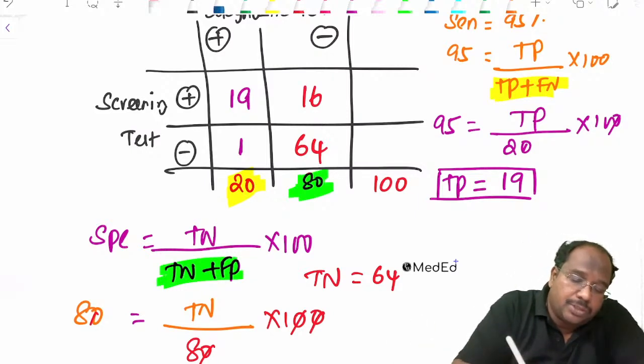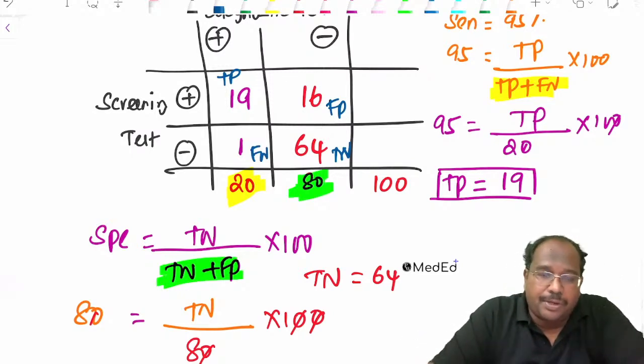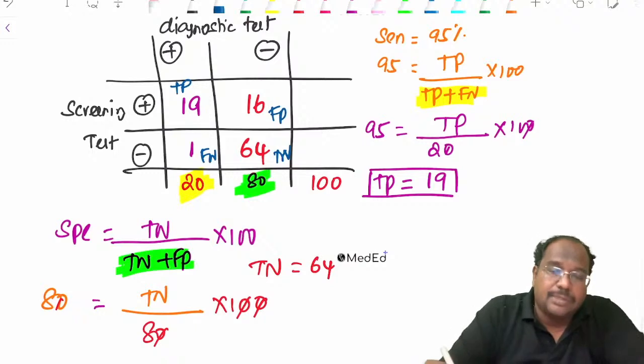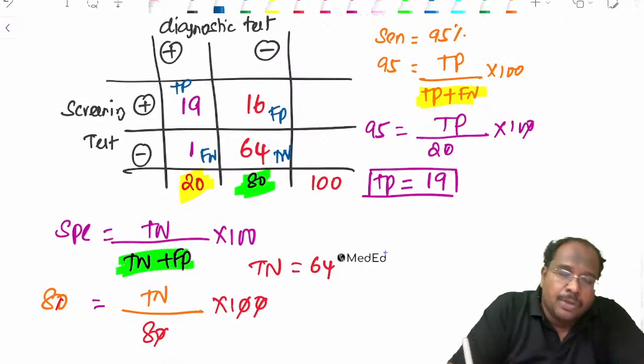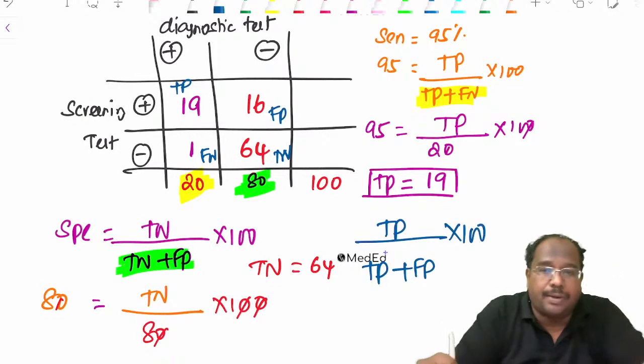So this is true positives, true negatives, false positives and false negatives. Now, what is the formula for positive predictive value? Can anyone tell? True positives by total positives. What is total positives? True positives plus false positives, multiplied by 100.